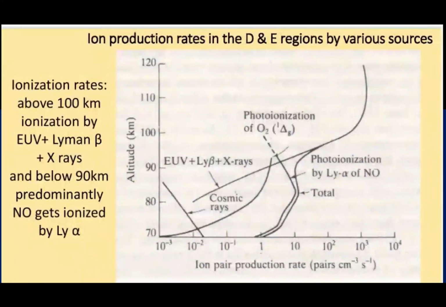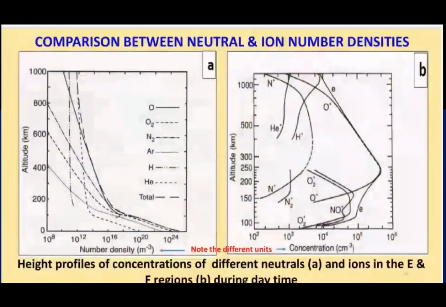Okay, now we pass on to the next one. We said in the talk yesterday that the ionized component is only an extremely small part, something like 1/1000th of the neutral composition. So here a comparison between the neutral and ion number densities is shown. Panel A shows the variation with height of the number density of the neutrals, various neutrals like atomic oxygen, molecular nitrogen, argon, their minor constituents, helium, etc.